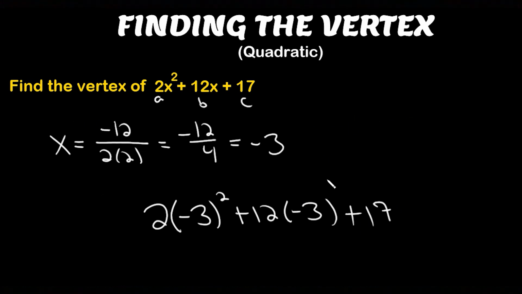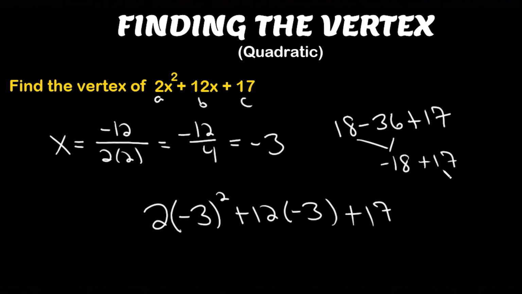So doing this out, negative 3 squared is going to give you 9. 9 times 2 is 18. So I'm going to put 18. And then I have 12 times a negative 3. That's going to give me negative 36. And then plus 17. Okay? So going left to right, 18 minus 36 gives you negative 18. So we're just going to put negative 18 here, plus 17. Negative 18 plus 17 will give you negative 1. So my y value is negative 1.